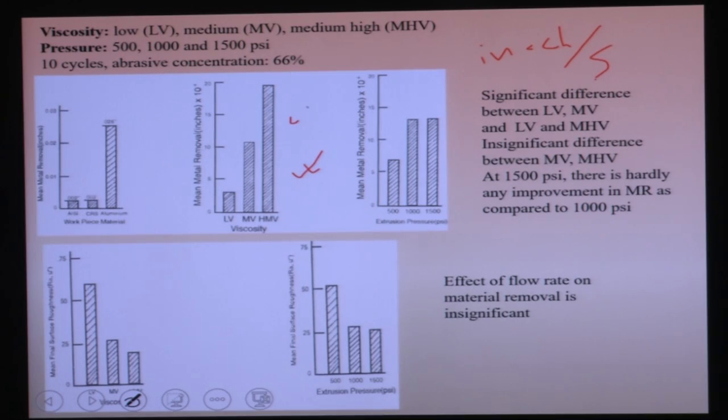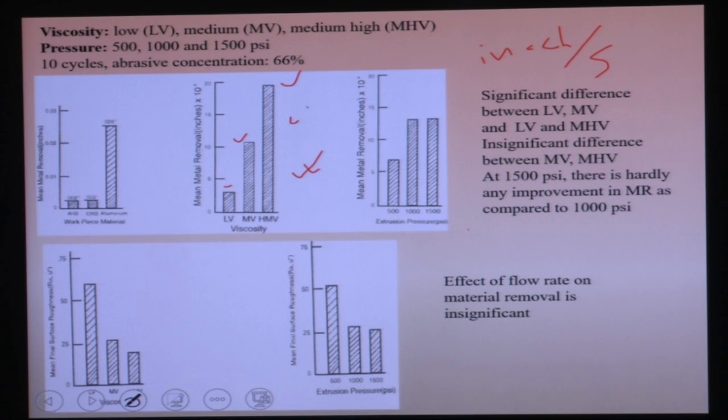Inch per second they have considered as the output parameter, and they have seen that there is a significant difference between low viscous media and medium viscous media, and low viscous media and high viscous media. With low viscous media there is a very low material removal rate, but when you increase the viscosity of the media, your material removal rate increases, and going to medium high viscous media, it is still increasing. So you can conclude that with the increase in the viscosity of the media, the material removal rate also increases.